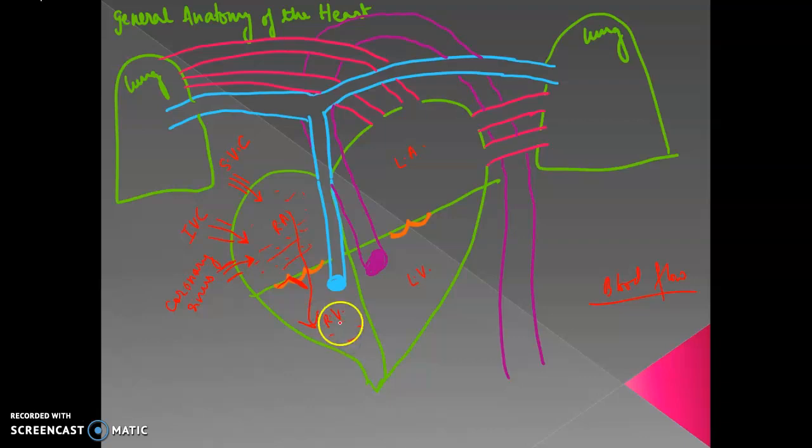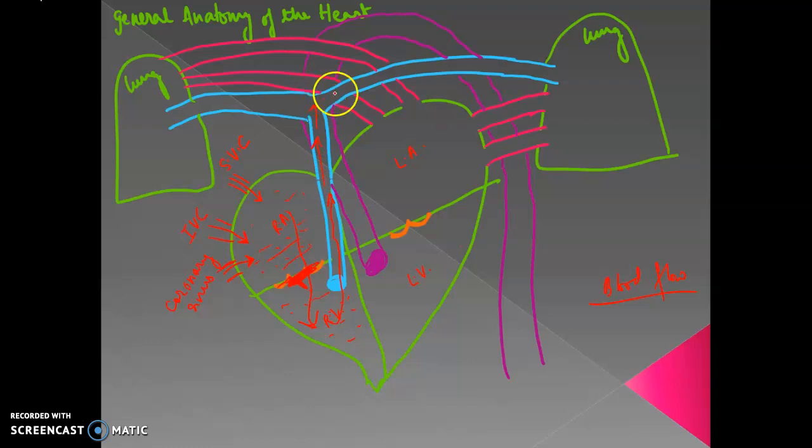Now more and more blood fills up the right ventricle, and as pressure builds up in the right ventricle, two things happen. Please hear me. The tricuspid valve closes back. So the tricuspid valve closes, and the semilunar valve, specifically the pulmonary semilunar valve, opens. And as the semilunar valve opens, blood from the right ventricle moves into this vessel called the pulmonary trunk.